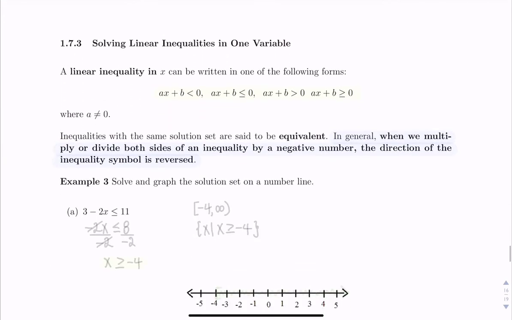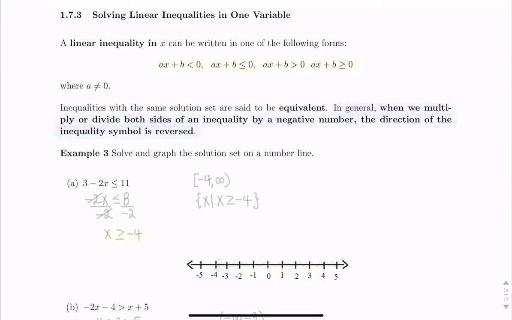Now let's talk about solving linear inequalities in one variable. A linear inequality in x can be written in one of the following forms: ax plus b is less than 0, ax plus b is less than or equal to 0, ax plus b is greater than 0, or ax plus b is greater than or equal to 0, as long as a is not equal to 0. Inequalities with the same solution set are said to be equivalent.